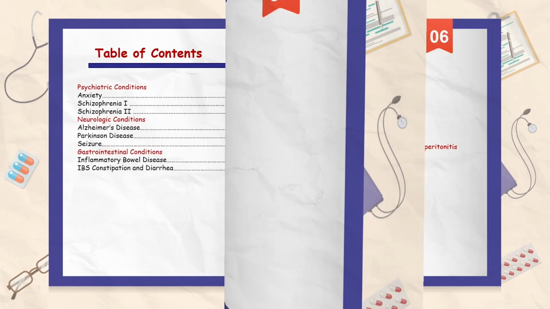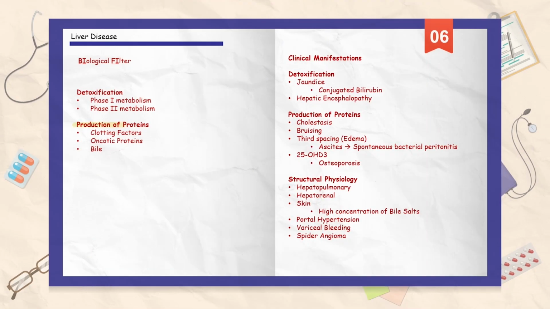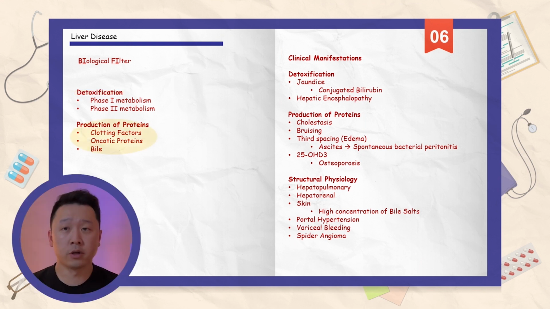The liver itself can function both as a producer of protein, as well as a means to metabolize or detoxify an agent. The production of protein includes, but is not limited to, clotting factors, oncotic protein, as well as bile. Detoxification of agents includes a two-step process, phase 1 and phase 2 metabolism.